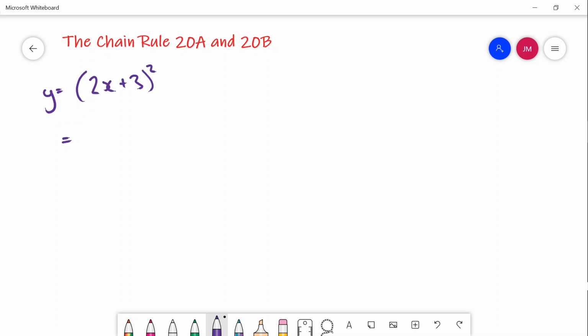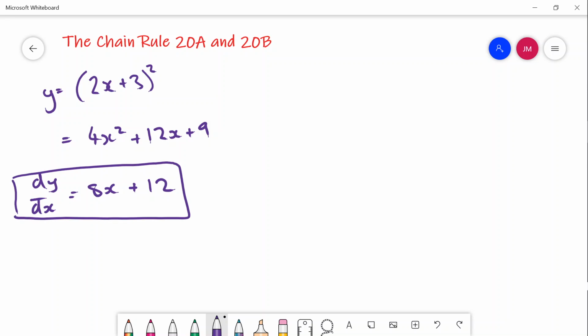So we've gone 2x all squared would be 4x squared plus 2 lots of 2x times 3, so that'd be plus 12x plus 9. And then we found the derivative of each term in this equation. So 4x squared would become 8x, 12x would become just plus 12, and the 9 would drop off. So that's how we'd find the derivative. Now, that works when we've got a squared bracket.